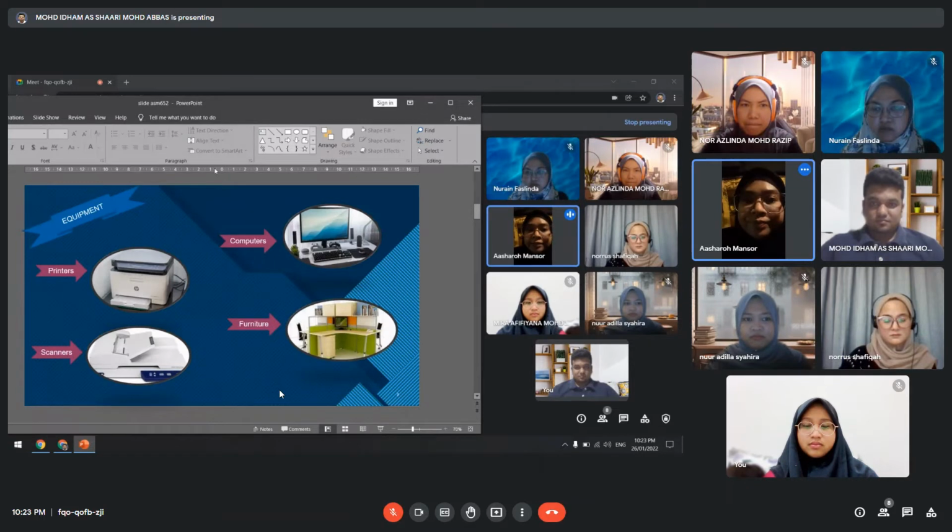Okay, next. This is the equipment we use in the office. We have printers, scanners, computers, and furniture. And I will give this slide to the next slide.